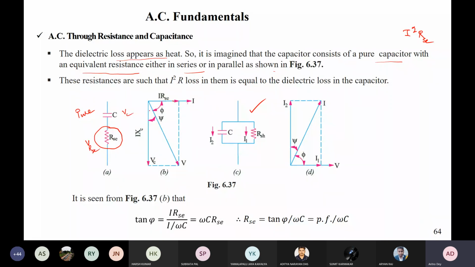So this is 1 by XC. If you take the resultant of these two, this is your voltage. So what is your tan psi? This is psi actually. So what is your tan psi? Tan psi is equal to this divided by this. So this is actually your IR_AC, and this is your IXC.